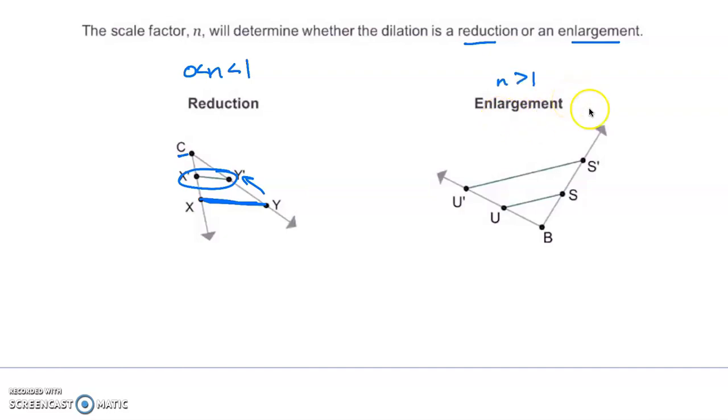If our scale factor equaled 1, and let's say the distance here is 5 units, if we multiplied 5 times 1, it would still be 5 units. So it's not going to change at all. So if it's greater than 1, this scale factor is going to be bigger. It's an enlargement.